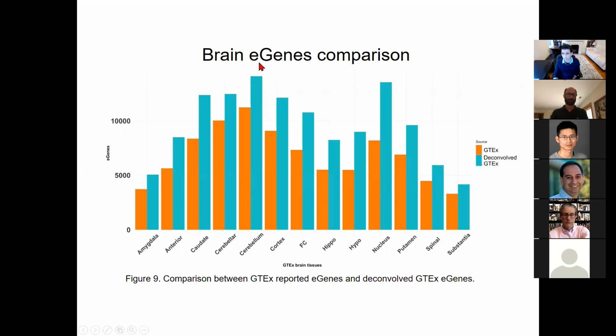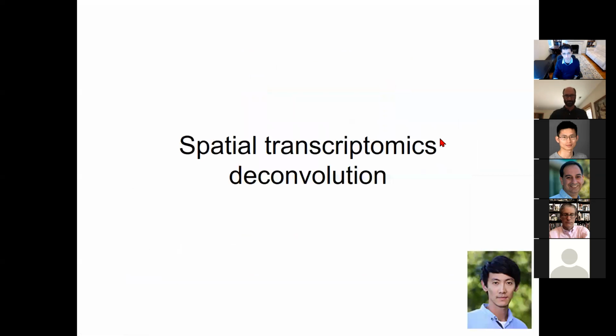And now he can start looking at how many eGenes we discover, how many genes that have eQTLs, with the original data versus with the deconvolved data. And it's quite remarkable. He's able to dramatically increase the number of eGenes. And again, the beauty of all this is that genetic data is completely orthogonal. If his deconvolution was bogus, we would not be finding genetic signals that correlate with the cell type specific data.